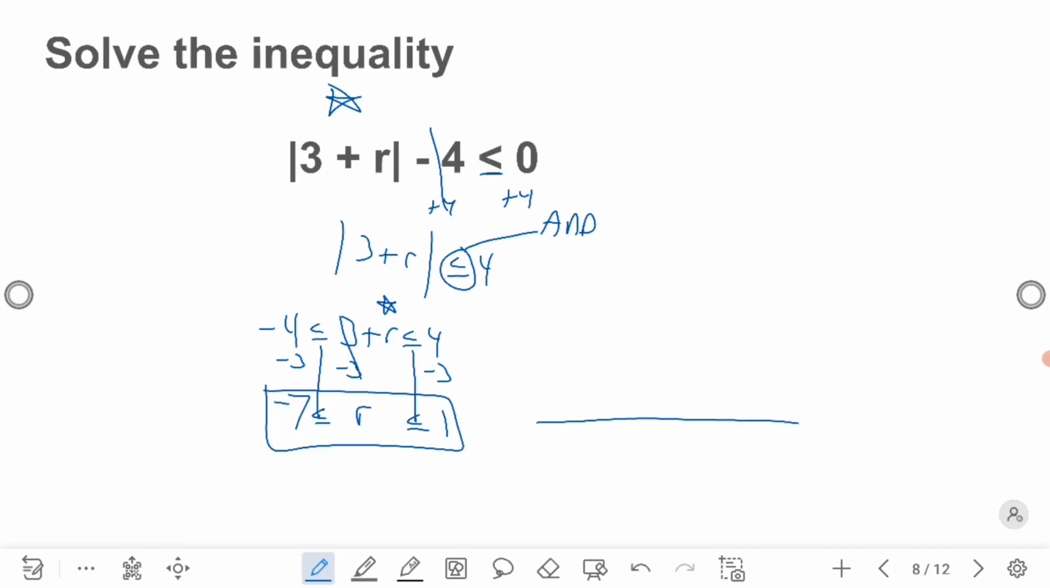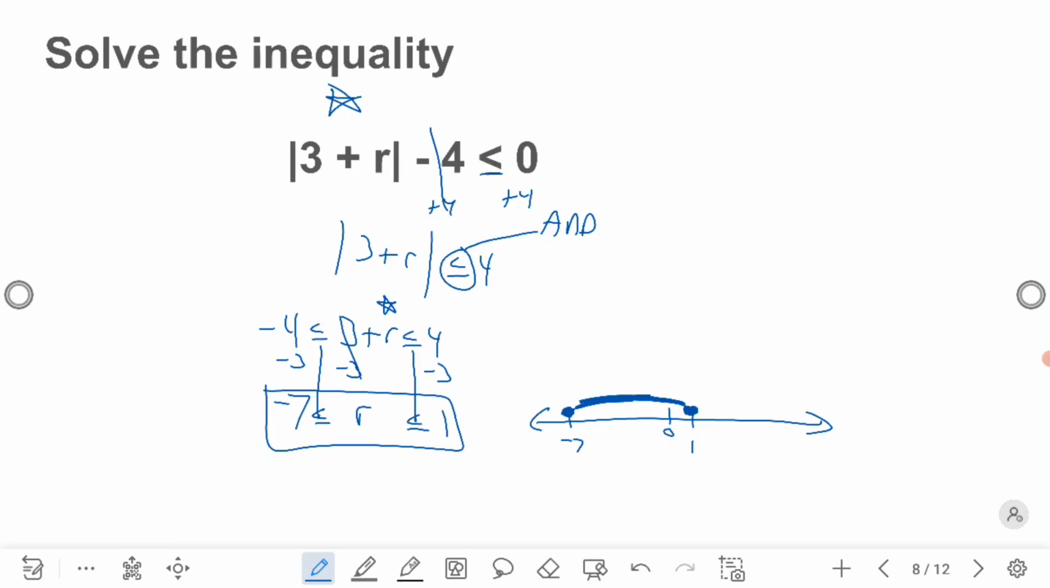If I'm going to graph it, again, I'm going to put 0 for my reference. So at negative 7, it says negative 7 is less than or equal to r. So that's going to be a filled in circle because it's or equal to. So if negative 7 is less than or equal to r, that means r is greater than or equal to negative 7. So that's going to go this way. And then it says r is less than or equal to 1. So there's my 1, less than or equal to. So it's going to be a filled in circle. So it's going to be any number in between.